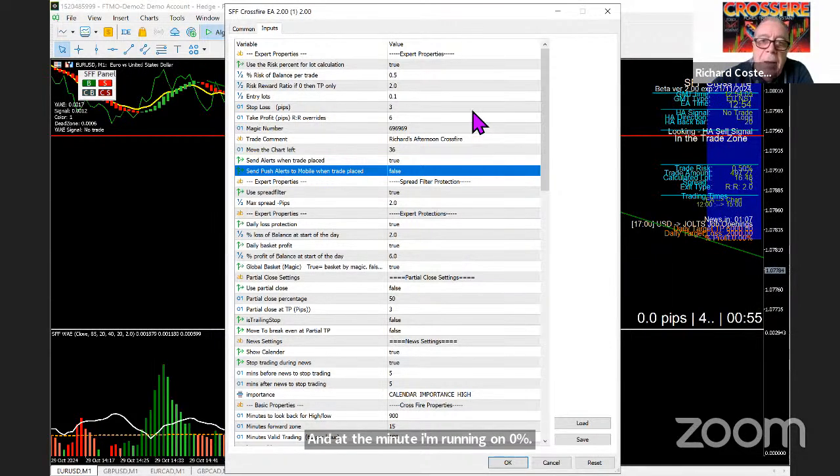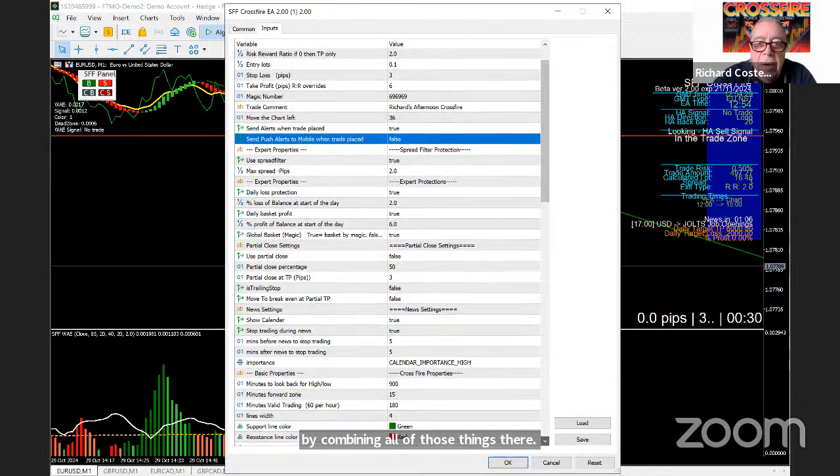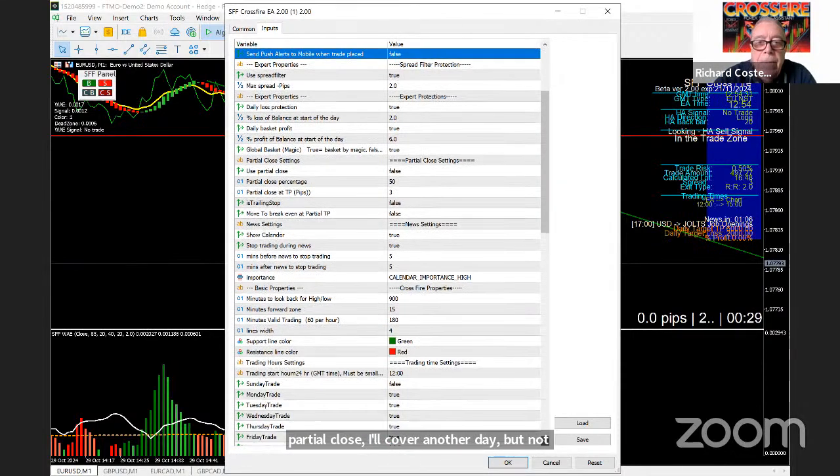So all of that from the top down to this global basket, that is your profit and loss control. It determines how much you're going to lose, or how much you're prepared to lose, and how much you're looking to win by combining all of those things there. Partial close, I'll cover another day. Not something that I get involved in right now, but it's a good idea.